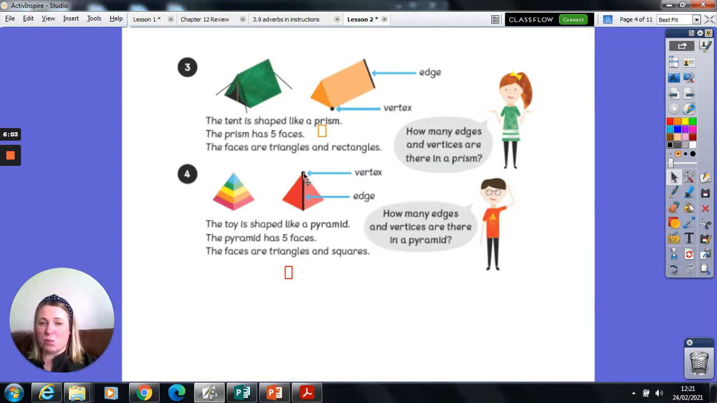Vertices, so there's 1, 2, 3, 4, and then there'll be one around the other side that we can't see on the 2D picture. 5. Edges. Well, we know it's got a square base, so there are 4 there. 1, 2, 3, and 4. 5, 6, 7, 8. Really helps if you have something similar at home, shape-wise, that you can have a look at. It's quite hard to imagine.